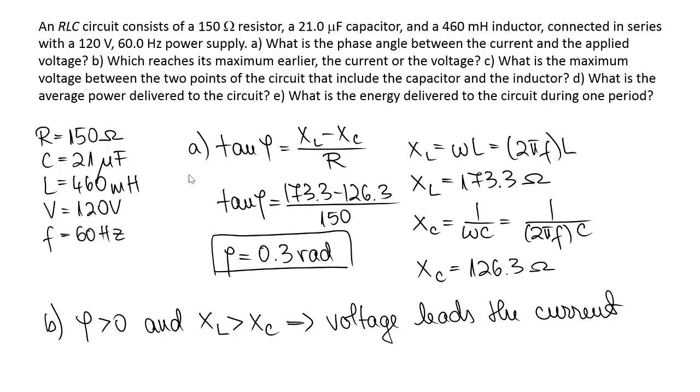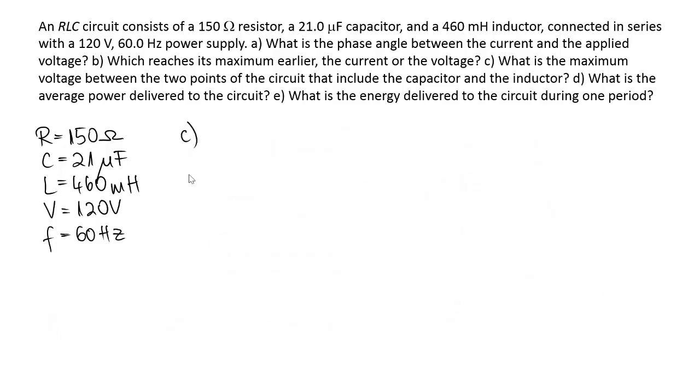In part C of the problem, we need to find the maximum voltage between the 2 points of the circuit that include the capacitor and the inductor. The capacitor and the inductor have voltages that are out of phase by 180 degrees. So the phasor for the voltage across the capacitor and the phasor for the voltage across the inductor are parallel and in opposite directions. To find the voltage across those two elements, we add up the phasors, which means you basically have to subtract them since they are parallel and in opposite directions.